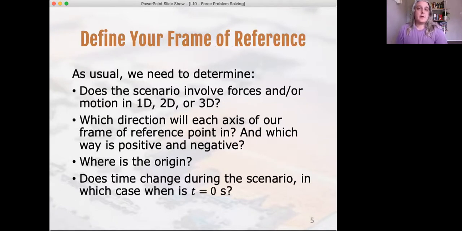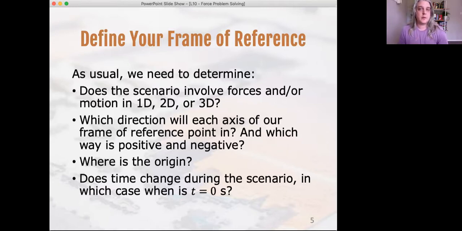Then you need to define your frame of reference. Is the motion involved? Actually, not just the motion, the forces and the motion. Are the forces in motion, are they in 1 dimension, 2 dimensions, or 3 dimensions? Once you understand which dimensions you are working with, you can then decide what your axes are going to be called. You might call them X and Y, or just X, or just Y, or X, Y, and Z if it's three-dimensional.